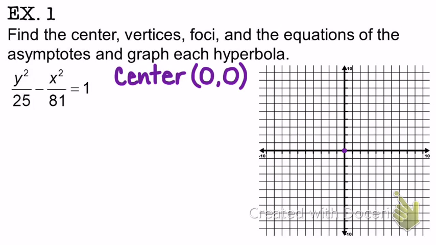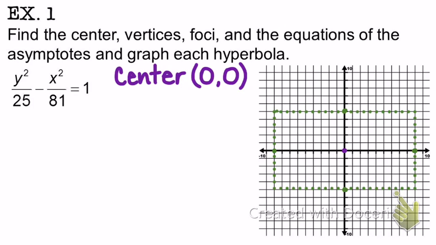We're going to take the square root of the numbers on the bottom. That's how much left and right, up and down we're going to go. Since the square root of 81 is 9, we're going to go 9 spaces left and right. The square root of 25 is 5, so we're going to go 5 spaces up and down. Once you plot those 4 points, we're going to draw a rectangle, and I'm going to use a dotted line because it's not part of the graph, it's just an aid to help us draw the graph.